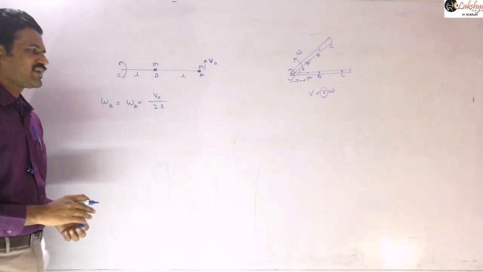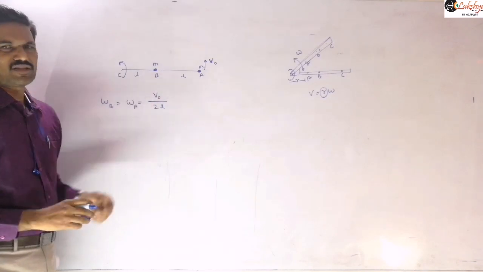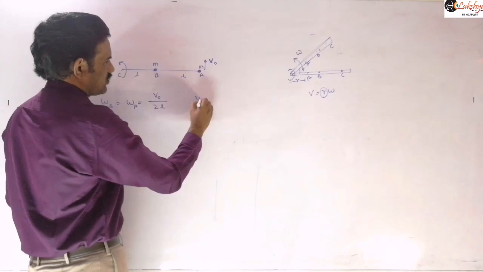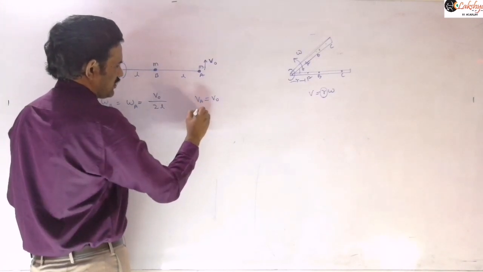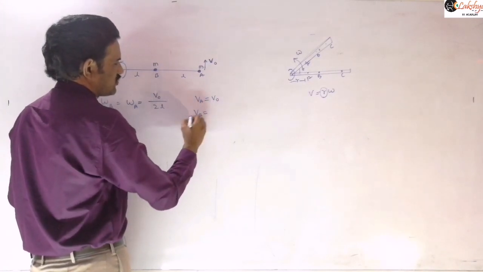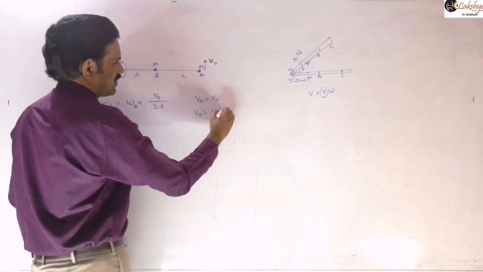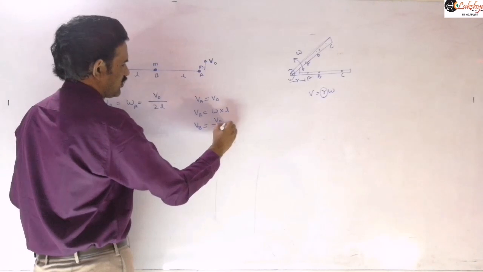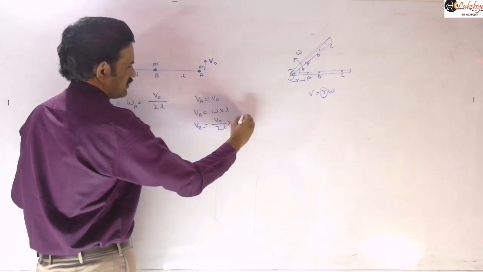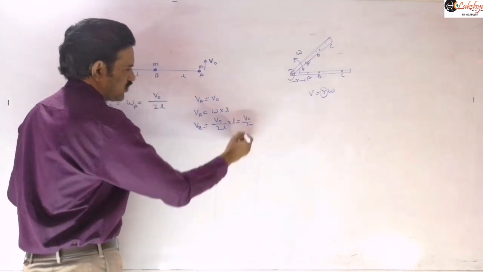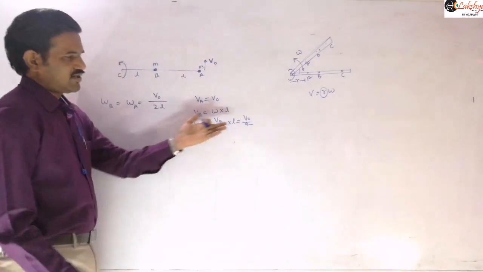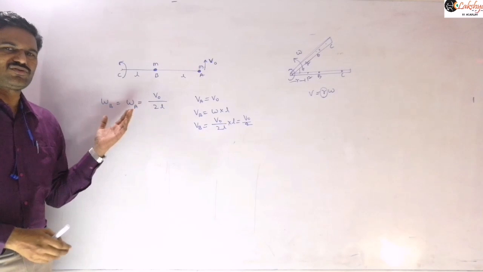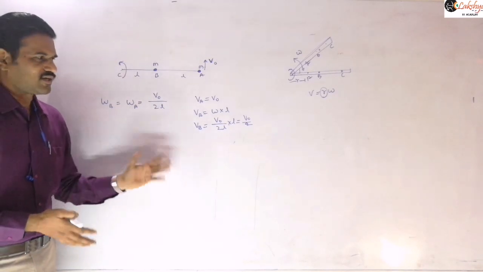And if you want to calculate the linear velocity, now you can apply the velocity of this B here. So I can write this as, now angular velocity of A is V naught by 2L. Now the linear velocity of this B means you can write this as omega into L. So that omega is nothing but V naught by 2L into L. So V naught by 2 you will get. So if you want to calculate linear velocity of B, you can write this as V naught by 2.